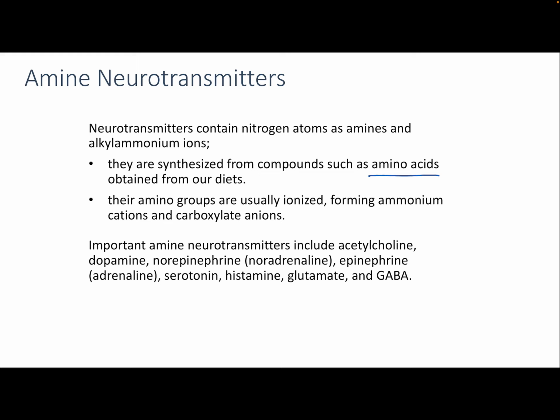And we'll actually also have carboxylate anions. We'll see that a lot too. Most of our amino acids are charged in both ways. So we're going to take a look at these neurotransmitters here.